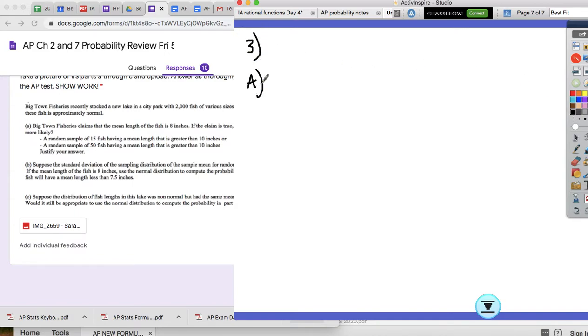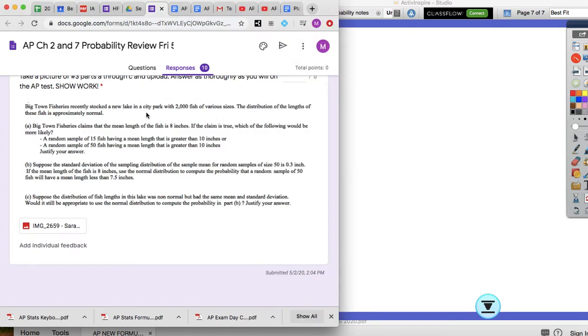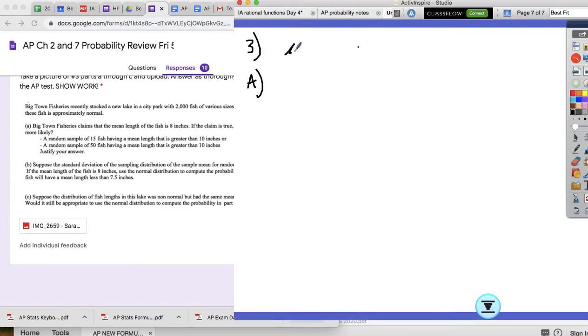Okay, so Big Town Fisheries recently stocked a new lake in a city park with 2,000 fish of various sizes. The distribution of lengths of these fish is approximately normal. That's your clue that you will probably use z-scores. Big Town Fisheries claims that the mean length of fish is 8 inches. I'm just going to write that down. They're claiming that the mean is 8.